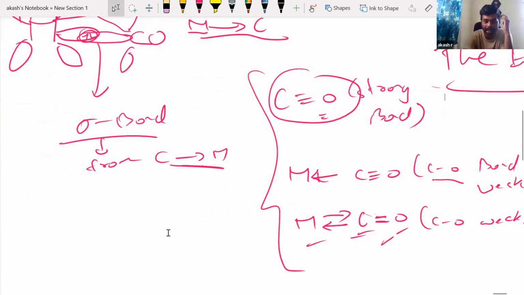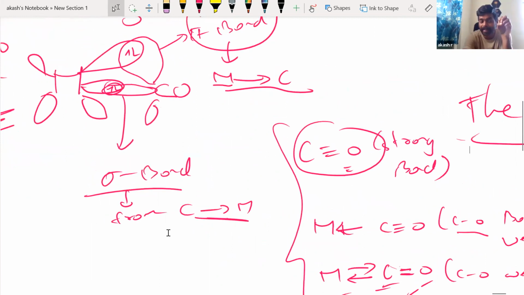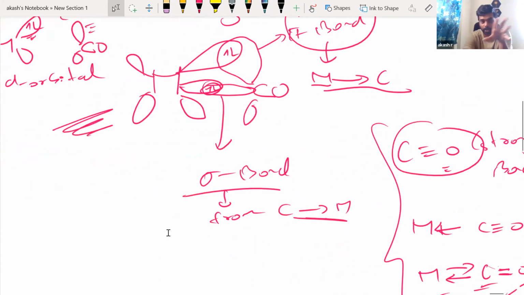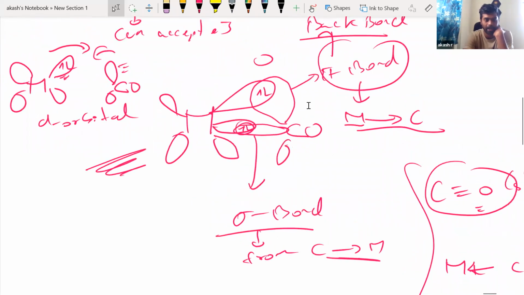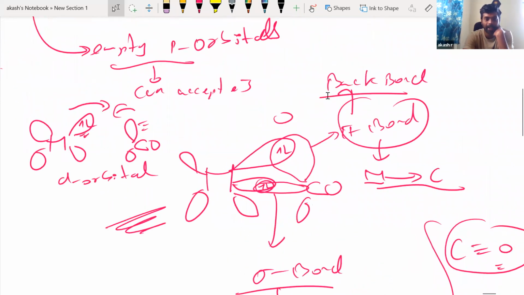Okay, in your book, these kinds of diagrams, whatever I'm drawing, will be very nicely given with the help of color codes and all. Please look into it. Now that you understand what exactly is happening, pi bond, sigma bond, once you look into the book, you'll be able to easily understand. So that is about our coordination compounds chapter. Good chapter, right? It was very interesting, at least for me. I don't know how you felt.